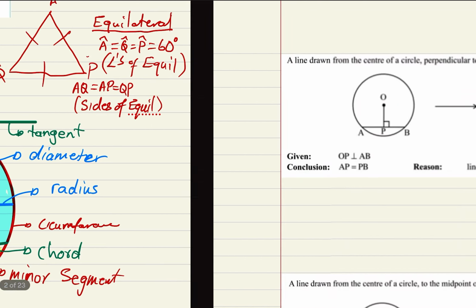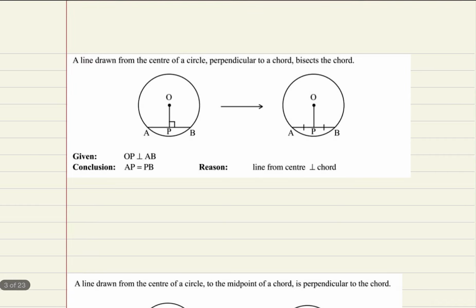So step number one, we have a theorem. This is a theorem under the center. Why do we say this is a theorem? A theorem is something that has been proven to be true. So we do not argue with it, because it's already been proven to be true.